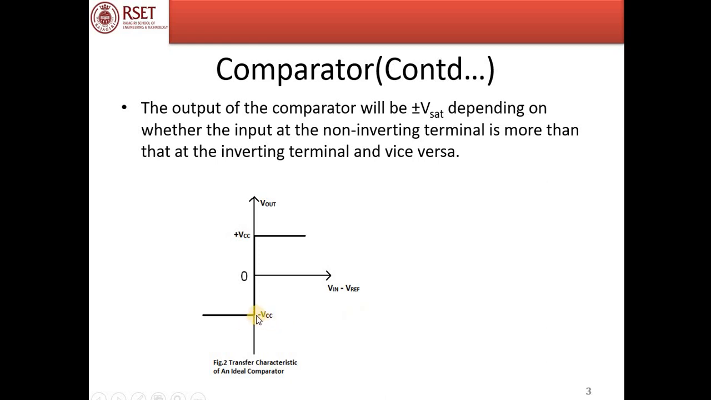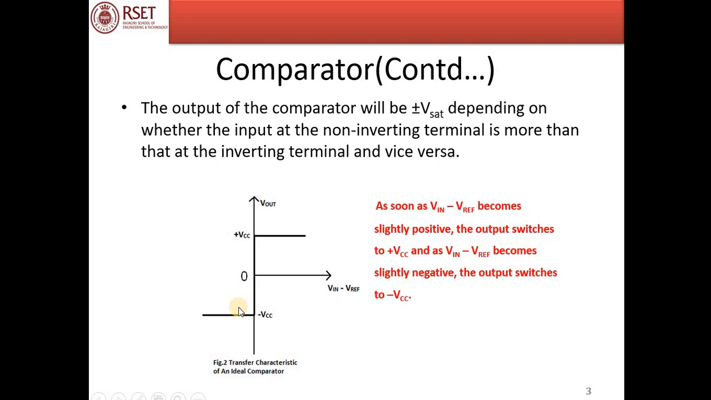So we can see that as soon as Vin minus Vref crosses 0, the output switches from plus Vsat to minus Vsat or vice versa. This is the transfer characteristic of an ideal comparator circuit.